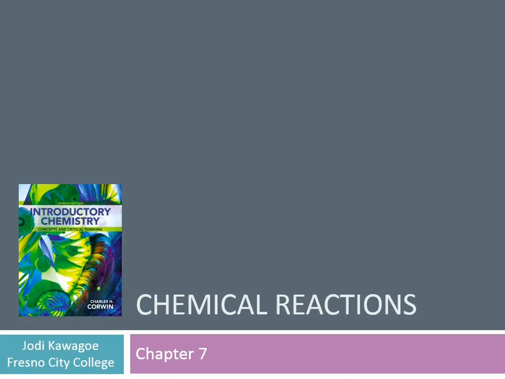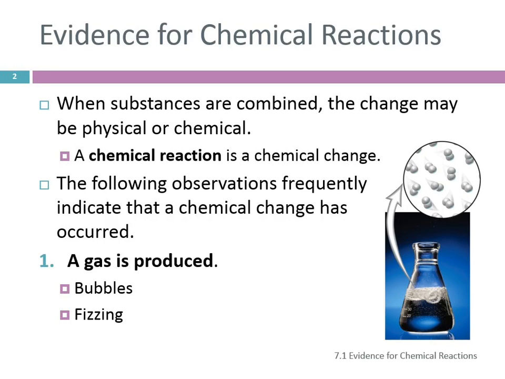Chapter 7, Chemical Reactions. Many times when a chemical reaction occurs, there is something that we can detect with our senses that indicates that a chemical reaction has occurred.